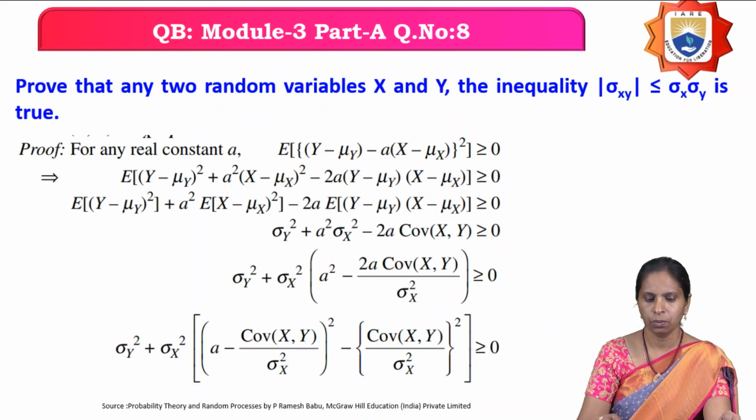So the next question is, prove that for any two random variables X and Y, the inequality mod of sigma XY is less than or equal to sigma X into sigma Y is true.